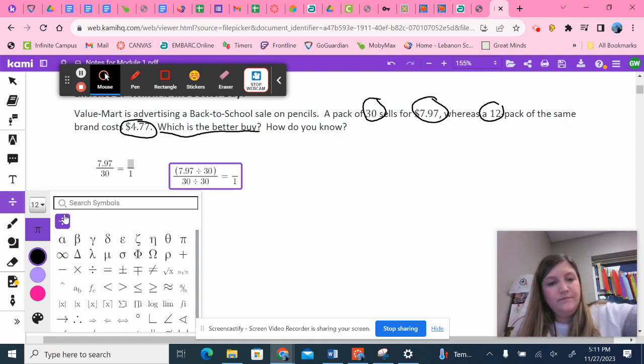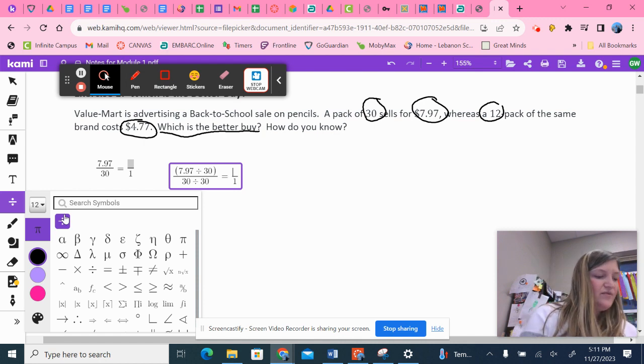But for the second one, we're going to get out our calculator because I'm not doing that in my head. I don't expect you guys to. And divide that by 30. Okay, and it's going to give me a really weird decimal. So I'm going to round it. 0.267. Okay, 0.262.